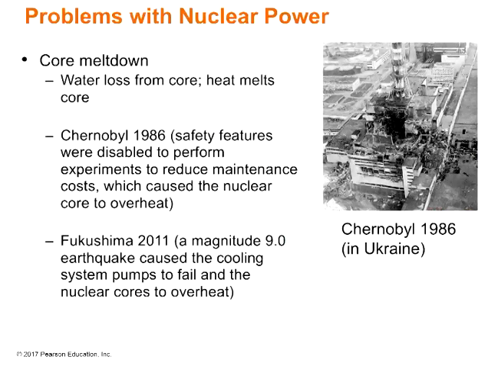And then in Fukushima in 2011, I remember this was a huge deal. I was in school at the time, and there was a magnitude 9 earthquake near Japan, and that caused the cooling system pumps to fail, and so the nuclear cores overheated, and they're still dealing with the aftermath of that 9 years later.